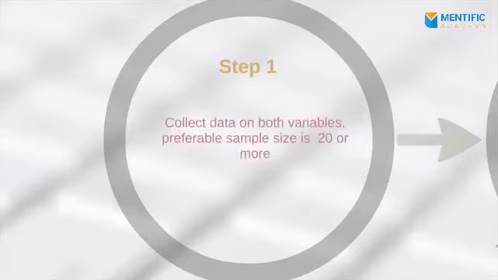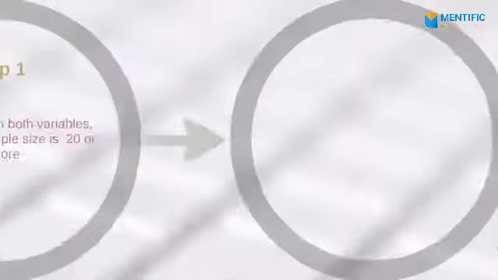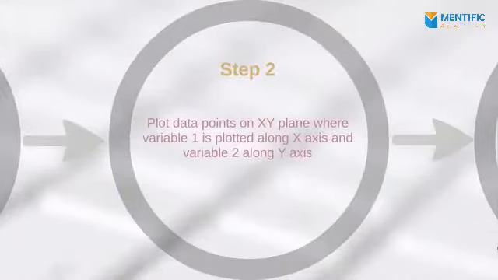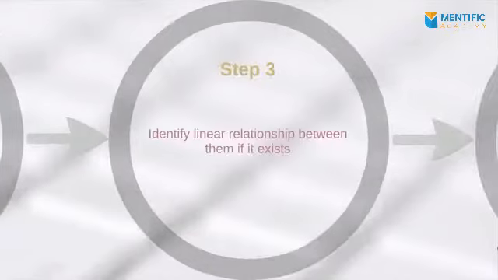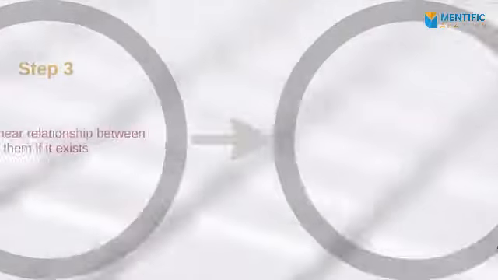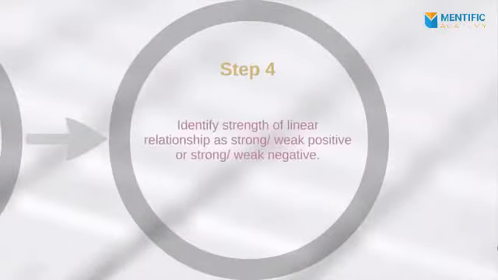First of all, collect the data on both variables, preferably a size of 20 or more. Then plot the data points on a xy plane, where variable 1 is plotted along the x-axis and variable 2 is plotted along the y-axis. The next step is to identify the linear relationship between them if it exists. The final step is to identify the strength of the linear relationship as strong, weak positive, or strong, weak negative.